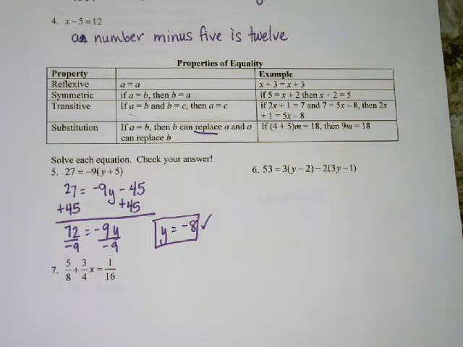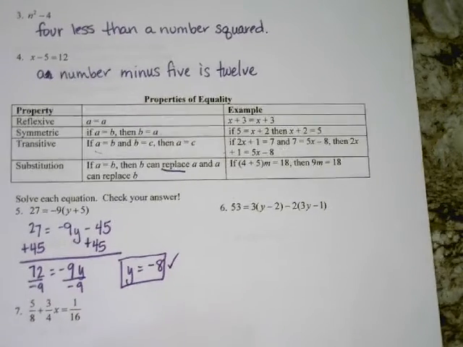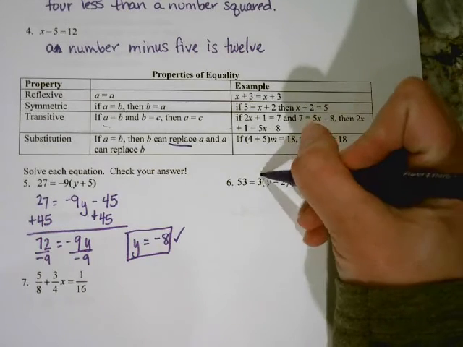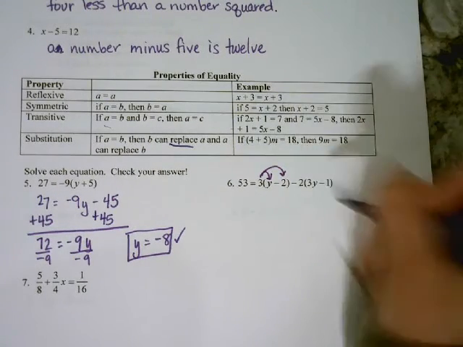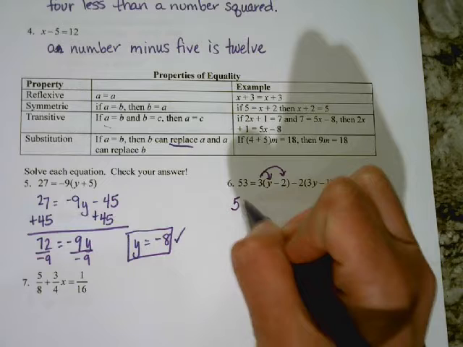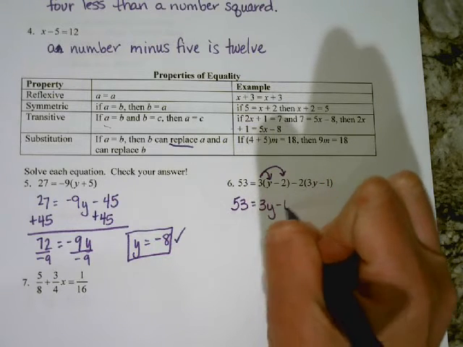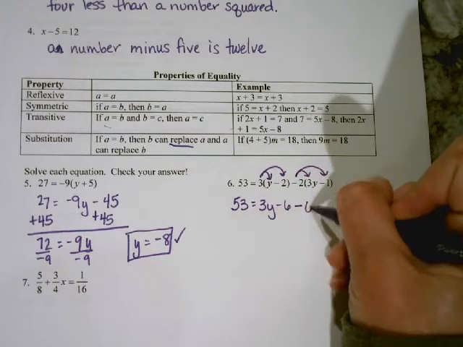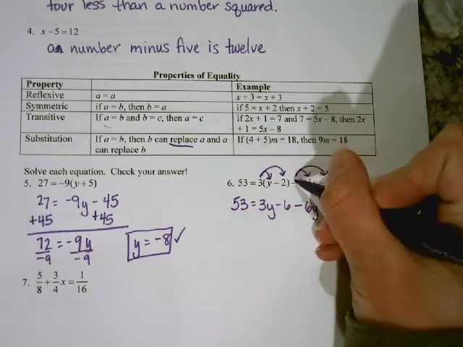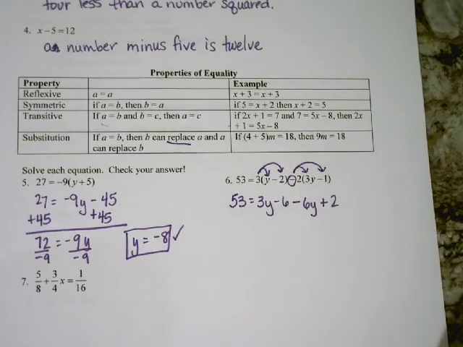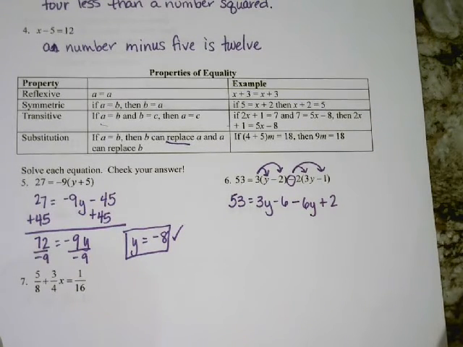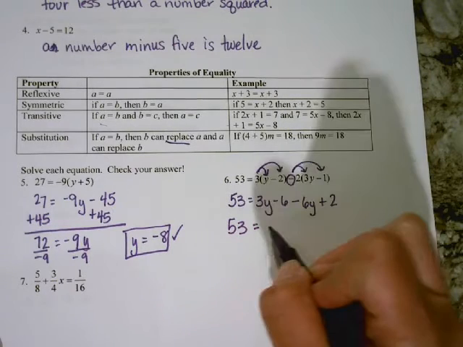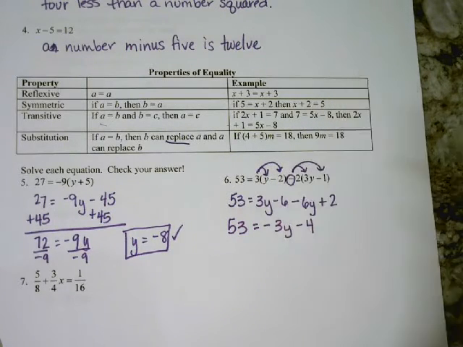Okay? Number 6. This one we do have to distribute because we have more stuff going on. So I'm going to distribute a 3 to the y and to the -2. So I get 3y minus 6. Now I have to be careful because I need to distribute a -2. So I get a -6y plus 2. Make sure you distribute the negative. All right, now I'm going to combine some like terms on my right-hand side. 53 is equal to -3y minus 4.